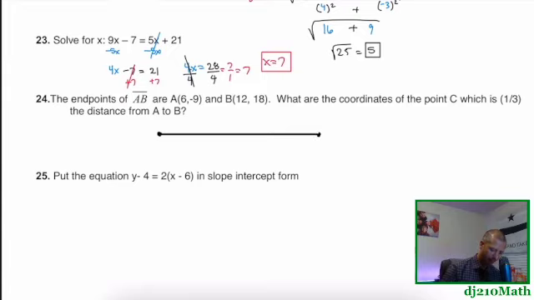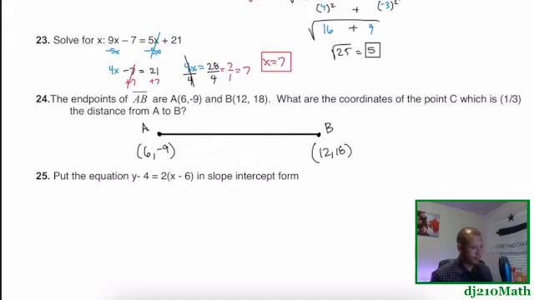So A is going to be 6, -9. And B, 12, 18. All right, a couple different ways you could do this. Because we want 1/3 of the way, right? C is going to be 1/3 of the way. So if you split this into thirds, kind of eyeball it. Right, here's point C, which is 1/3 of the way.